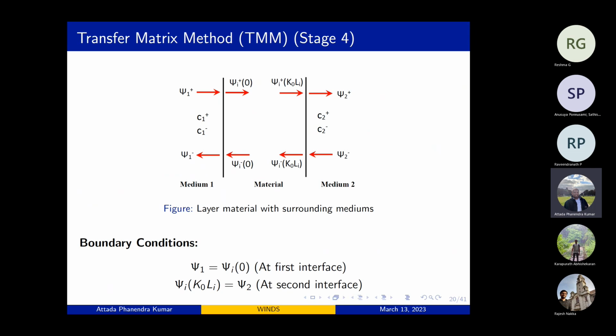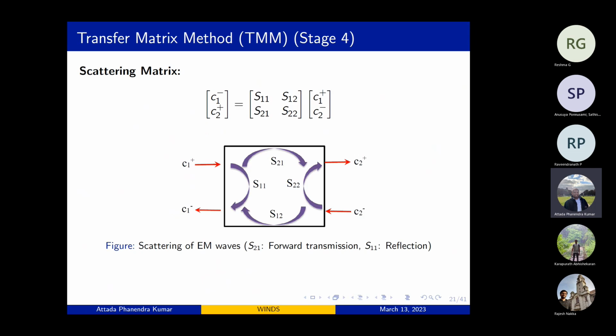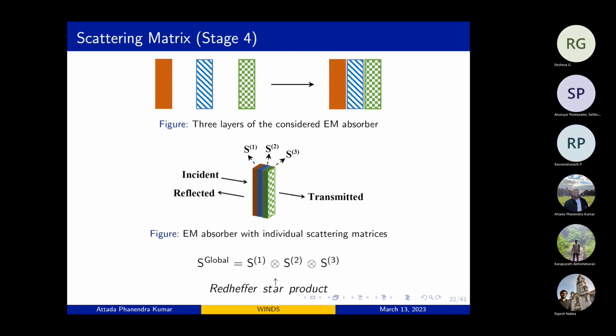So this was the material which we are interested in, and let's say we have two different mediums on both sides of the material. We'll be applying the boundary conditions at those two interfaces, so that we can obtain the relationship between incident amplitude and transmitted and reflected amplitudes. The matrix which relates these things is called a scattering matrix. Even in regular experiments we will come across this scattering matrix. So we can experimentally validate these results once we have this formulation with us.